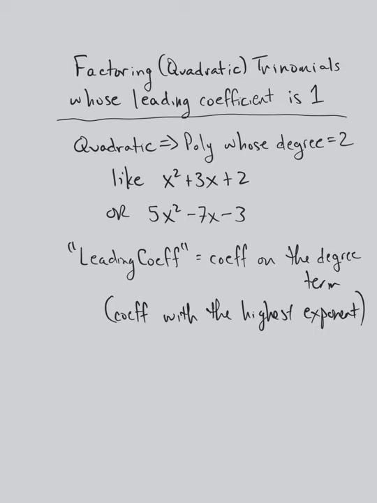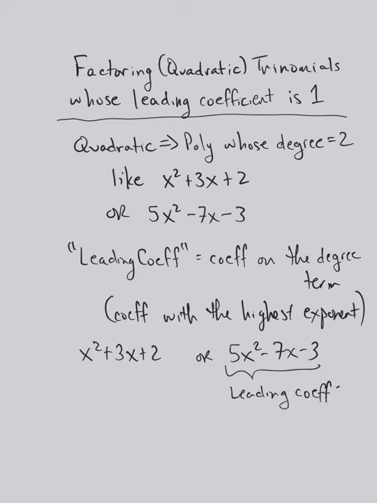Okay, and so let's look at those two examples right there. Well, we had x squared plus 3x plus 2 for one of them, or we have 5x squared minus 7x minus 3. So ask yourself what's the leading coefficient on each one of them. This one's a little easier to identify. The leading coefficient here is the coefficient on the degree term, or the highest power. Here's your highest power, so there's the coefficient. And so the leading coefficient there is 5.